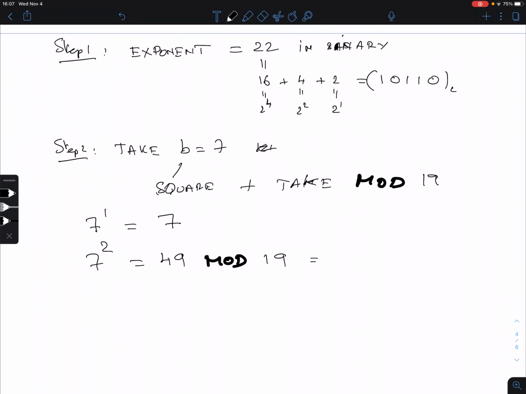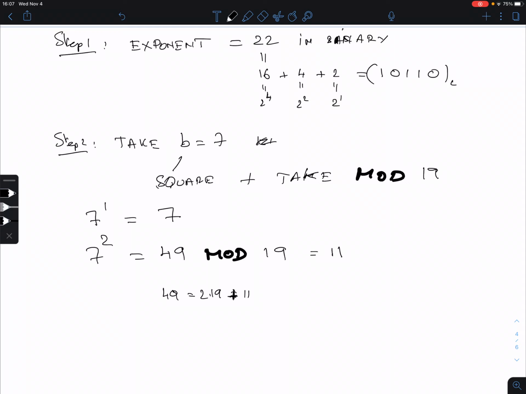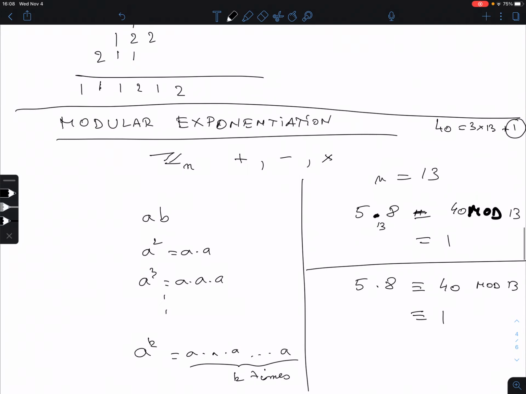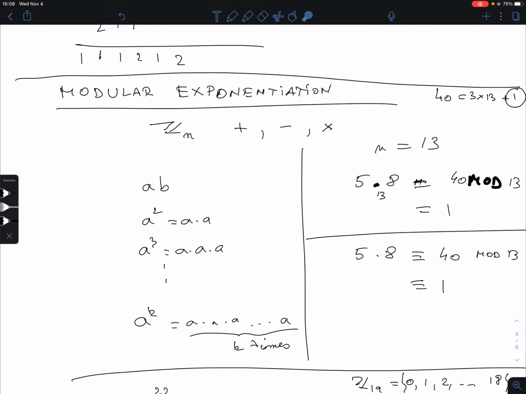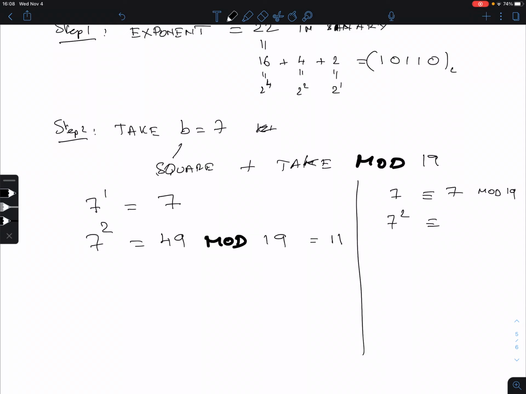Let's do the calculation here. 49 is 2 times 19, which is 38, plus 11. Okay, so I find that this is 11. And now this is where it gets interesting. This is the calculation, but we write this with our notation, which is kind of the same, just written a little bit differently. So 7 is equivalent to 7 mod 19. Then the next thing I calculate is that 7 squared is equivalent to 11 mod 19.